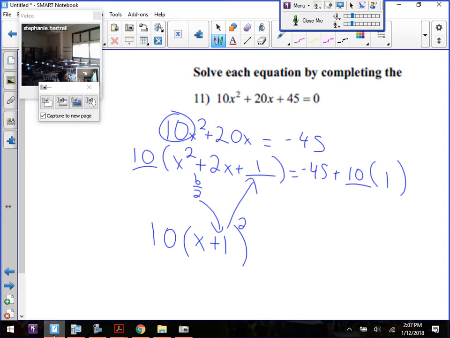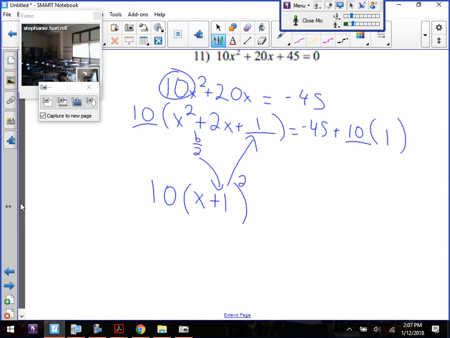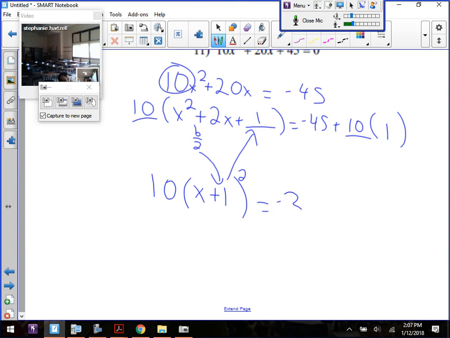Yes, ma'am. Yep. Always move the c first, because that's what we do with constants. Always move those first, because now when you get it over to the other side, you get negative 35. Divide that by 10, so we get x plus 1 quantity squared equals negative 35 over 10, otherwise known as negative 7 halves, I believe.